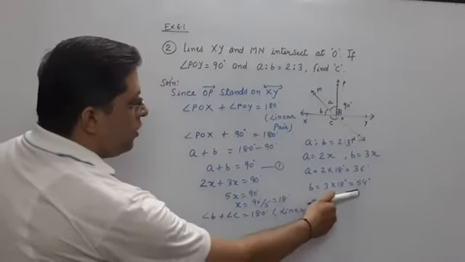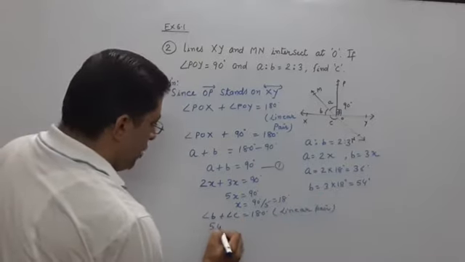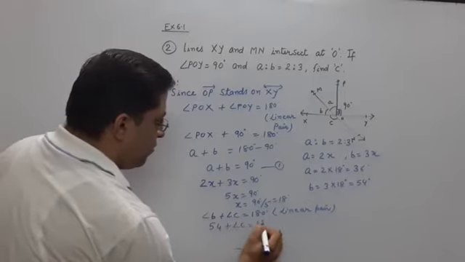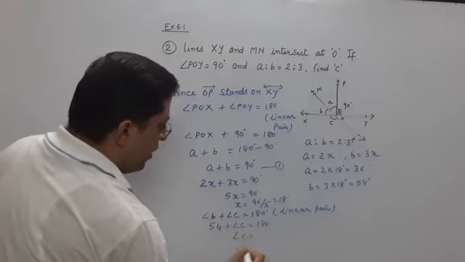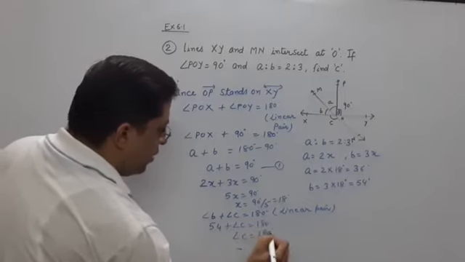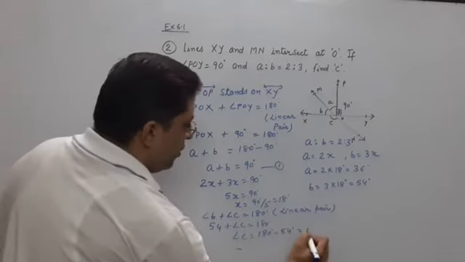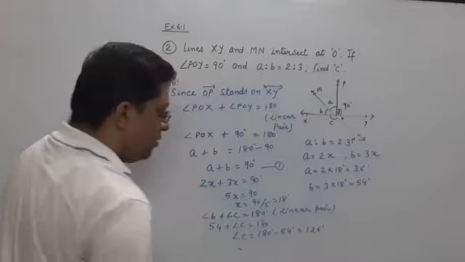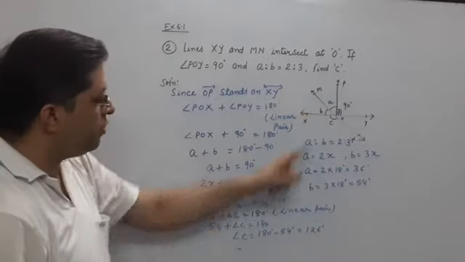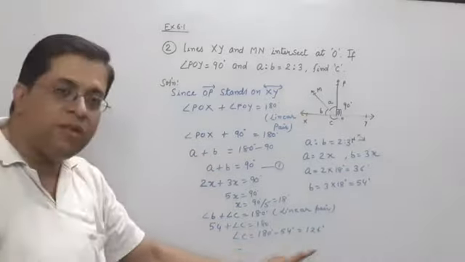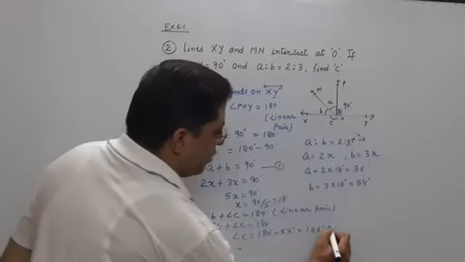Okay, what is angle B? It is 54, and you have to find angle C. What will be angle C then? 180 degrees minus 54 degrees. This is your 126 degrees. Okay, you have to find C only, and C is 126 degrees, and this is your answer.